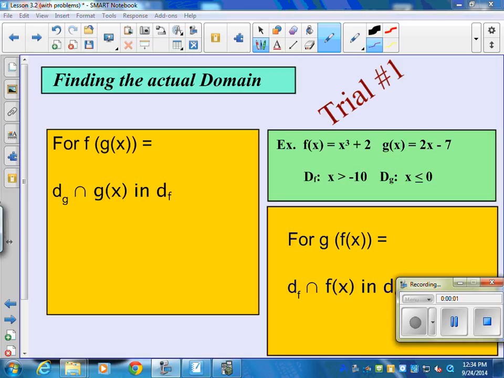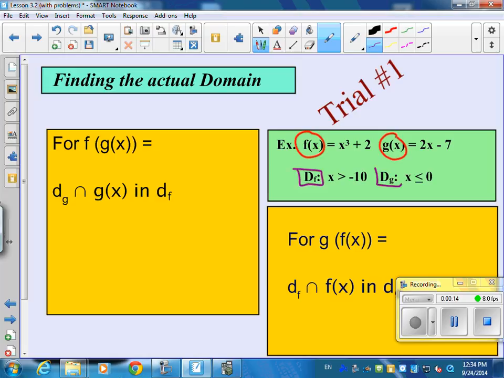When you're doing the composition domains, you want to look at the two functions that you have. I have f of x and g of x, and look at what their domains are, the domain of f and the domain of g. So that's going to be important, separating those two.